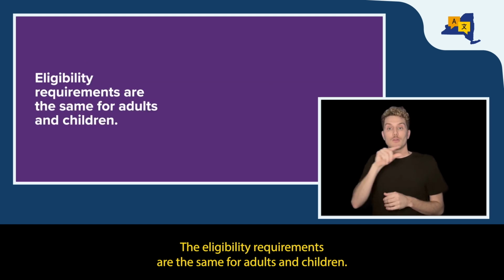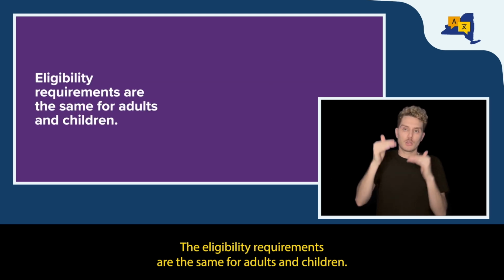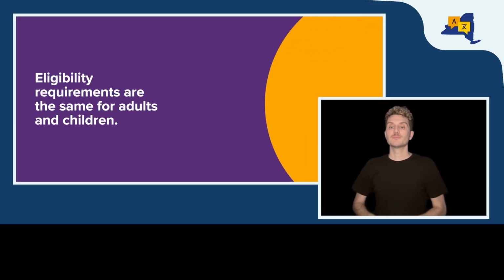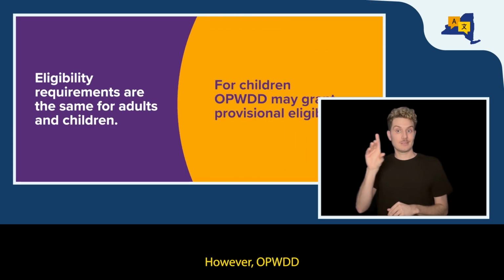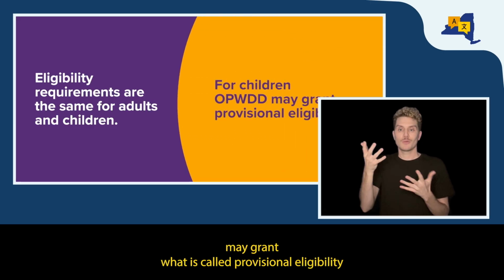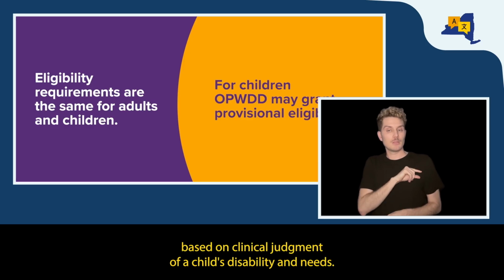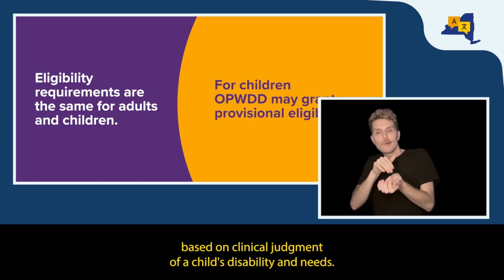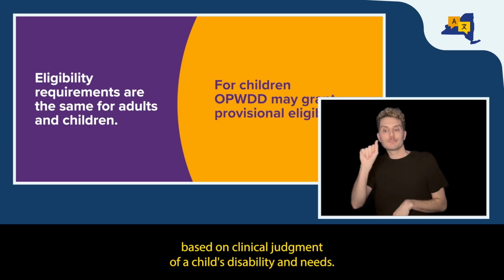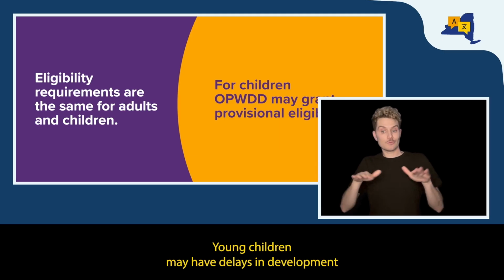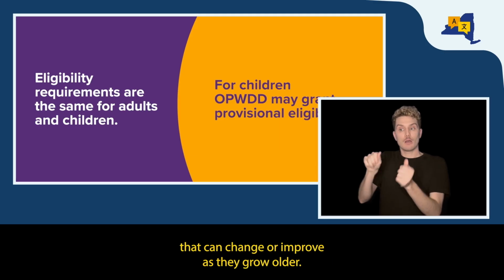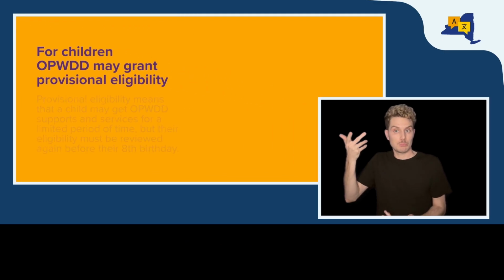The eligibility requirements are the same for adults and children. However, OPWDD may grant what is called provisional eligibility based on clinical judgment of a child's disability and needs. Young children may have delays in development that can change or improve as they grow older.